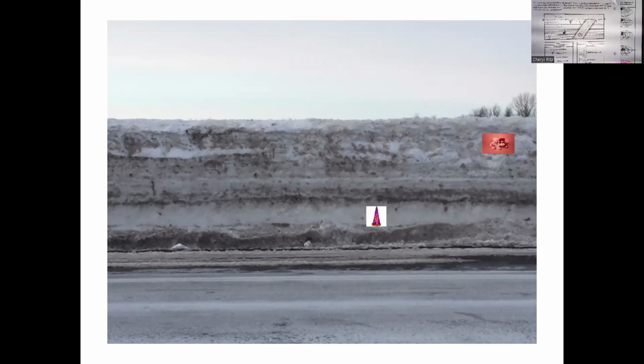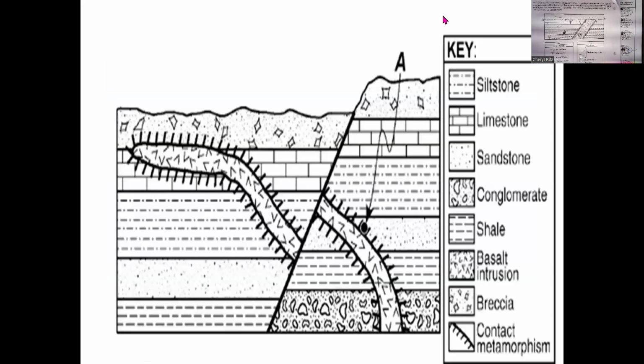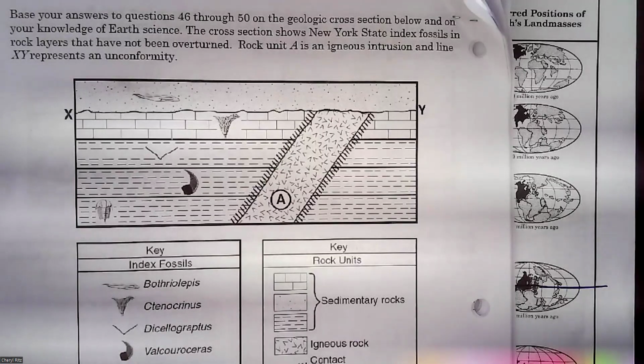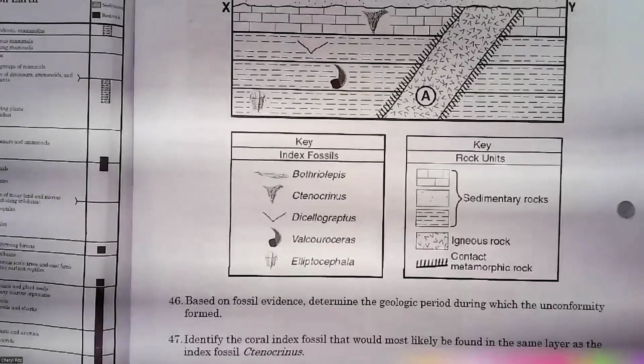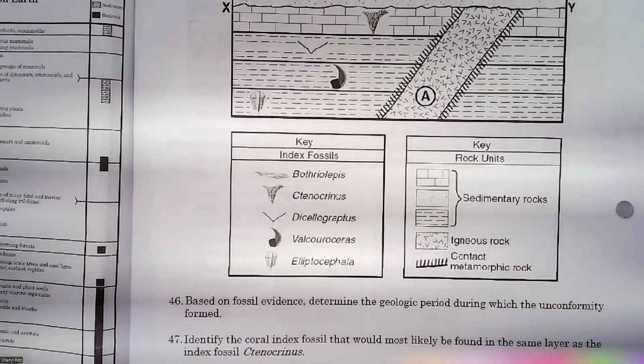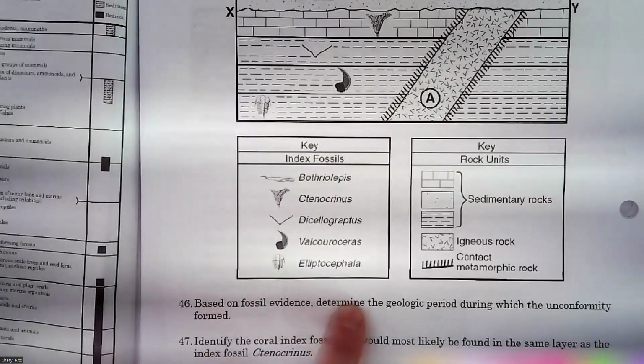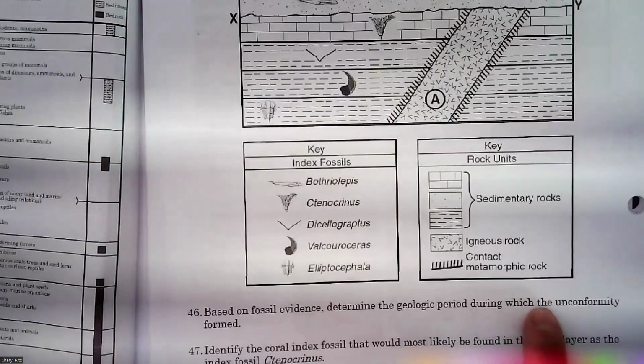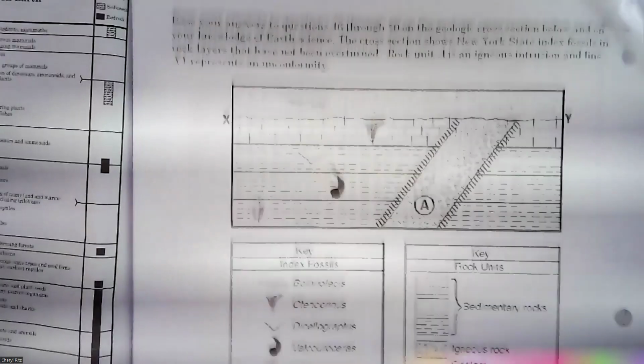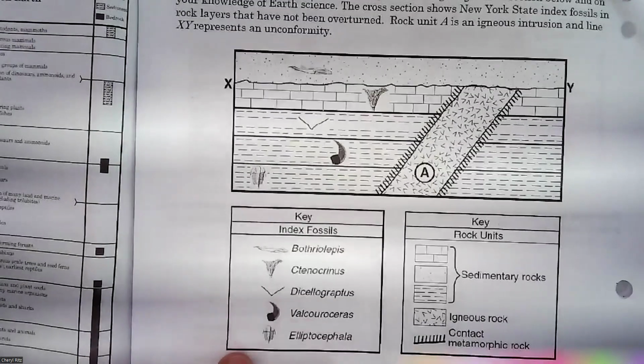So now we're going to go to that page on page 30 there. And here. See if you can answer. Well, actually, let's do some of them together. Based on the fossil evidence, determine the geological period which the unconformity formed. What's an unconformity?